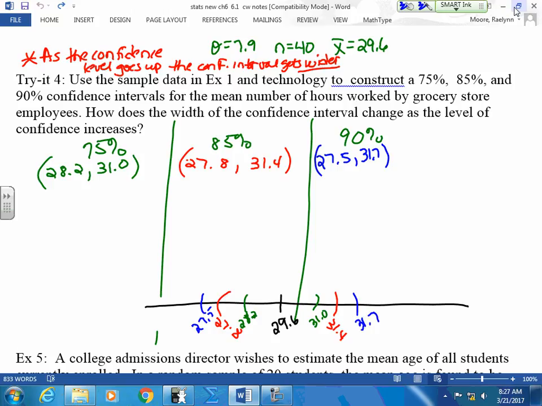So as our confidence goes up, the confidence interval got wider. Make sense? If I want to be more confident, shouldn't you give me a little bit more wiggle room, a little bit more room to play? I want to be 90% confident that my mean for the whole population for that county falls between those two numbers. As I need to be more confident, just give me more wiggle room. I'll make that. So I need you to remember this. As the confidence level goes up, the confidence interval gets wider. Make sense? Not so hard, right?